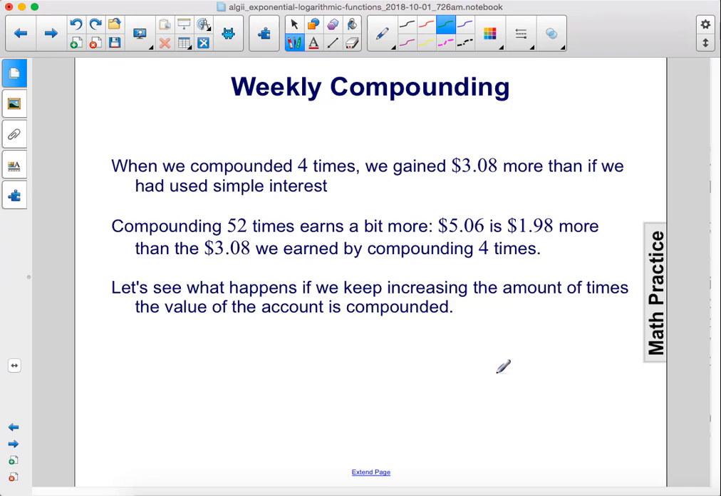Compounding 52 times earns a bit more. $5.06 is $1.98 more than the $3.08 we earned by compounding 4 times. Let's see what happens if we keep increasing the amount of times the value of the account is compounded.